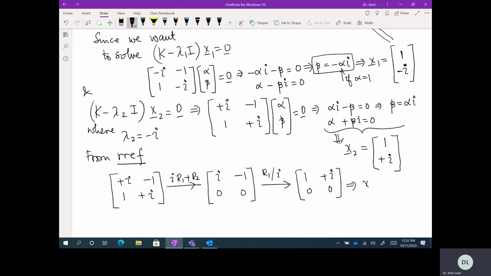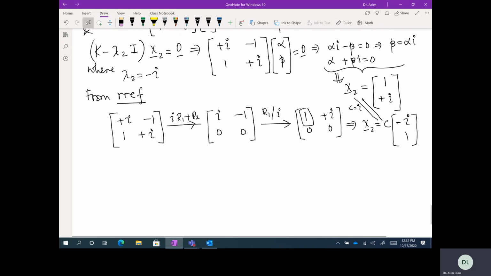And this implies x2 is some multiple of, again this is the pivot, minus iota over 1. If C is equal to plus iota, this will be minus iota squared, which is plus 1, and this will be iota. So again, we have the same result. Nothing changes.